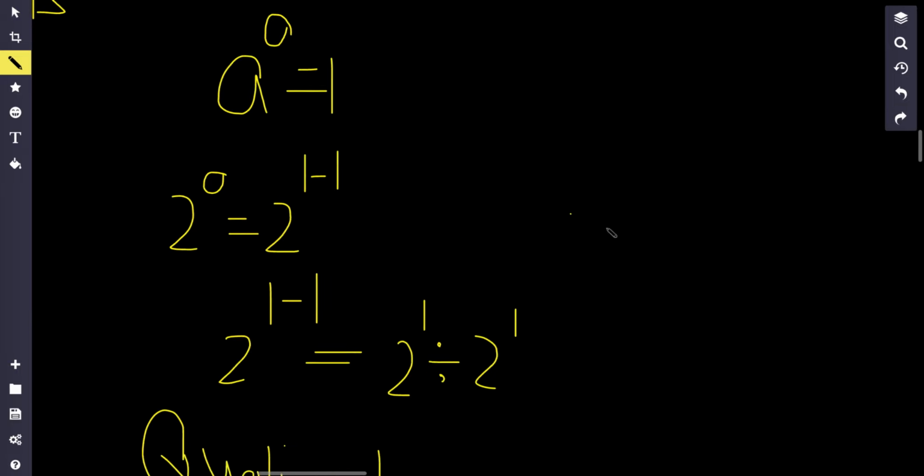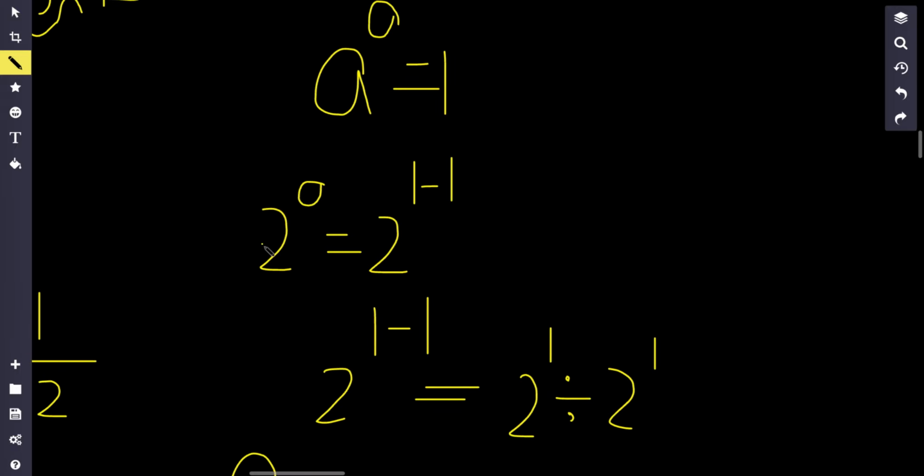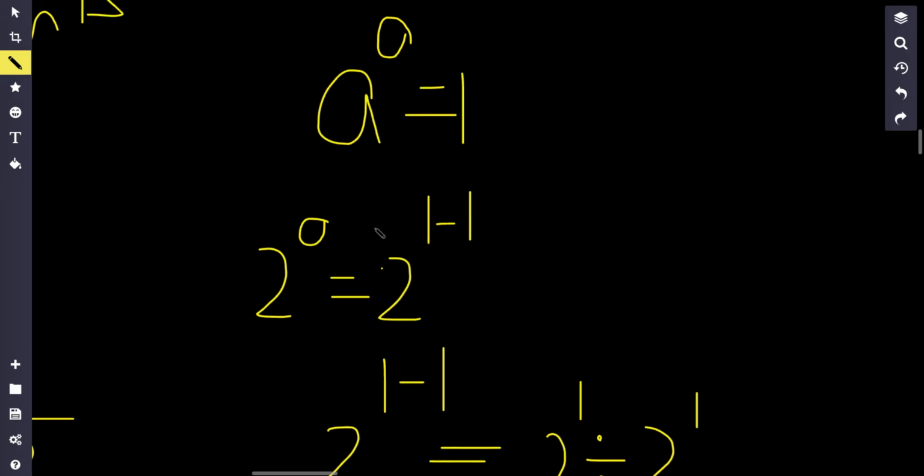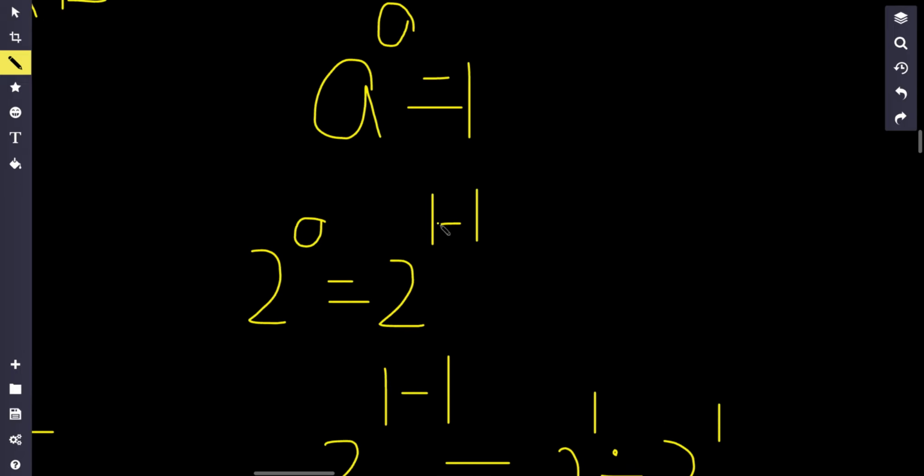Well, let's take a look. Let's say we're trying to find out what 2 to the 0th power is. Well, we can rewrite this as 2 to the 1 minus 1 power. And there's actually a couple ways to prove that any number to the 0th power is equal to 1, but I'll just use this method. So we can rewrite 2 to the 0th power as 2 to the 1 minus 1 power, because 1 minus 1 is equal to 0. So these two things are equal to each other.